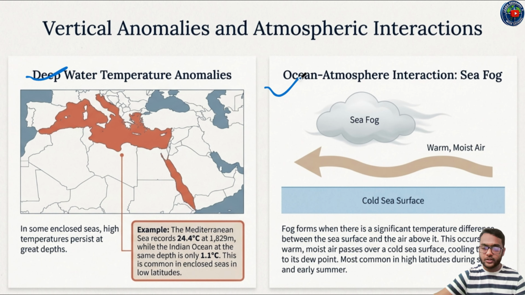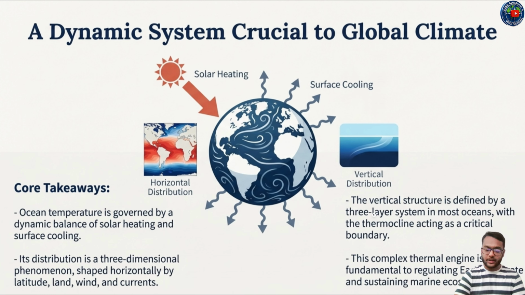Then ocean-atmosphere interaction: sea fog, cold sea surface. Fog forms where there is a significant temperature difference between the sea surface and the air above it. This occurs when warm moist air passes over a cold sea surface, cooling the air to its dew point, most common in high latitudes during spring and early summer.